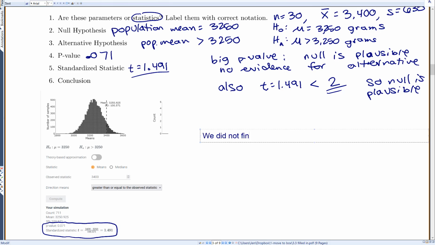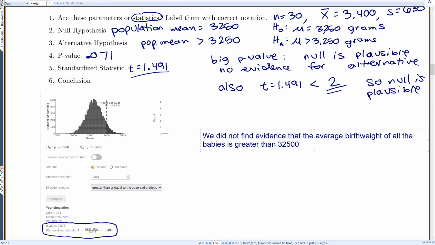We did not find evidence that the average birth weight of all the babies, because it's about my population, not my sample, is greater than 3,250 grams. So basically, they're like, hey, our sample of 3,400 was bigger than 3,250. We're like, maybe our hospital is special. But when we looked at it, we're like, oh, no, that was probably just chance error. That was probably just which sample you picked. That wouldn't have been surprising.